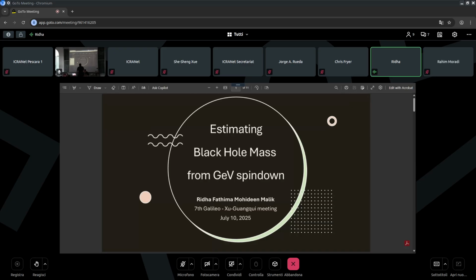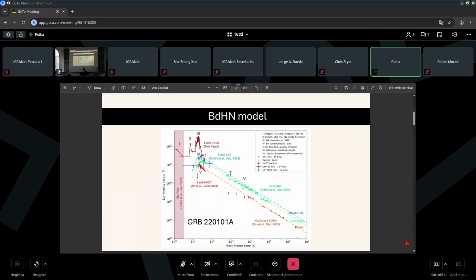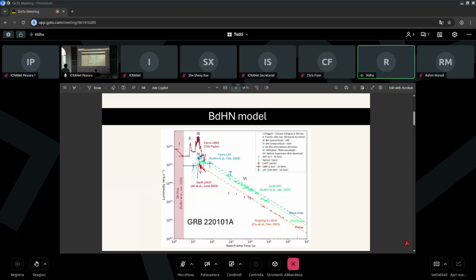Yeah, so today I'll be presenting this work that I did with Professor Ruffini and Professor Mitarabi on estimating black hole masses using GeV spin down. So, what I'm doing here is based on the BDHN model, binary driven hypernova model, and to understand it, I'm illustrating it with GRB 220101A.